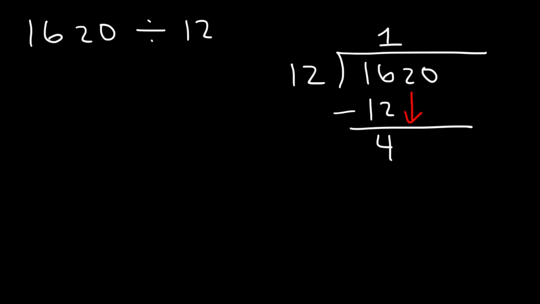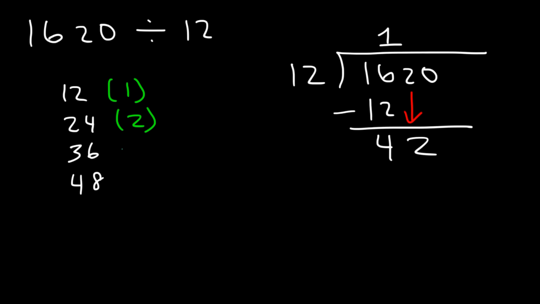How many times does 12 go into 42? If you're not sure, make a list. 12 plus 12 is 24. 24 plus 12 is 36. 36 plus 12 is 48. 12 times 1 is 12. 12 times 2 is 24. 12 times 3 is 36. 12 times 4 is 48. 48 exceeds 42, so we have to stop at 36.